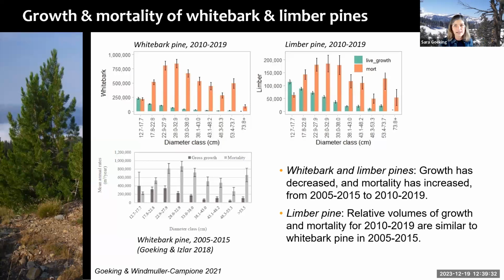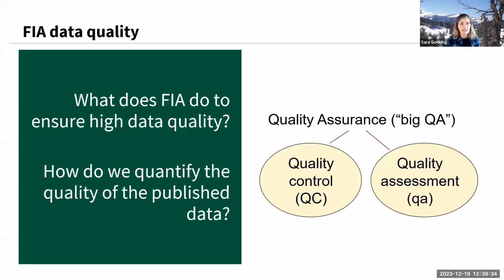Okay, so next I want to talk a little bit about data quality and what we know, what we don't know, what we're working on quantifying in our data quality. FIA does have a quality assurance program that includes both quality control and quality assessment aspects. FIA crews revisit 10% of all FIA plots. So a second crew goes back to the plots on 10% of them for QA or QC purposes.